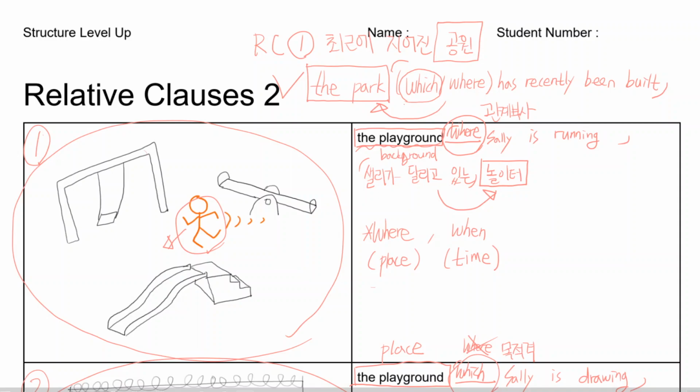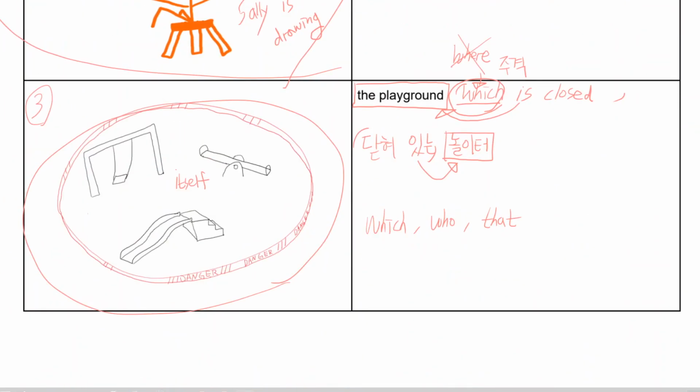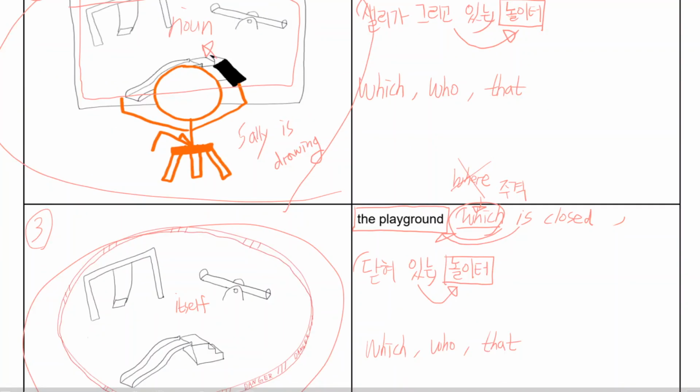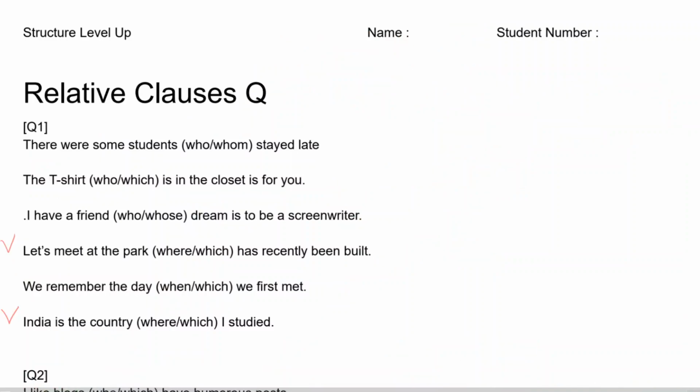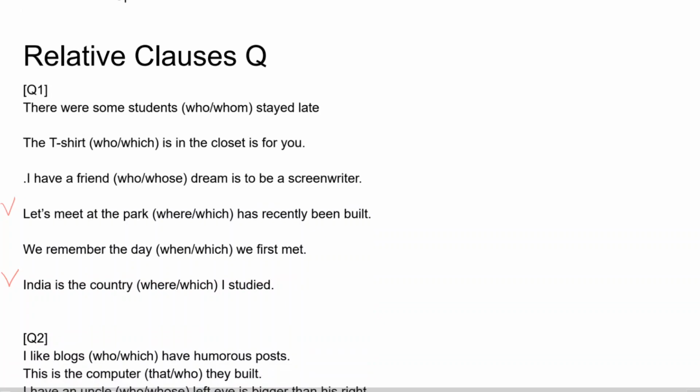In this situation, 공원 is actually 주어, right? So the park which where has recently been built falls into the third category, right? 공원 itself has been built, right? So this one is correct. Okay, it's very difficult. Let's move on to the questions. Okay. Actually, this one is the same question as I did earlier. Let's do this one then.